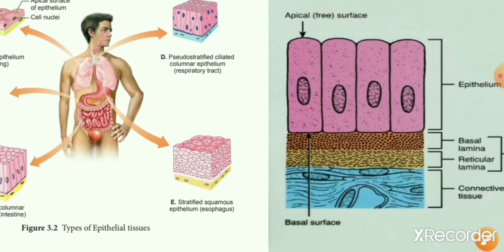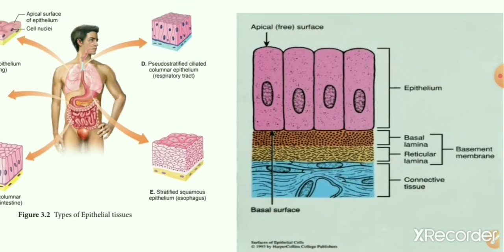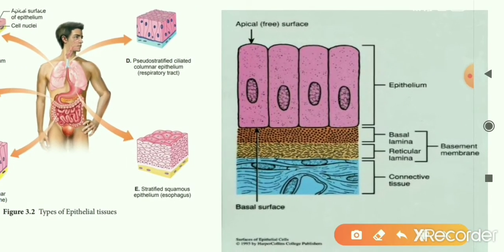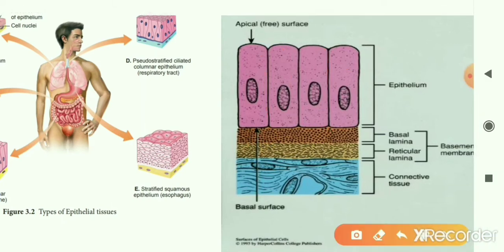So epithelium forms a protective covering of the body. Since the epithelium is a protective covering, you find that the cells of the epithelium are tightly packed. They are compactly packed with hardly any intercellular space. So you don't find any intercellular space. And the matrix, which is the cementing substance between the cells, is also quite less. So cells are tightly packed because epithelium is a protective tissue.